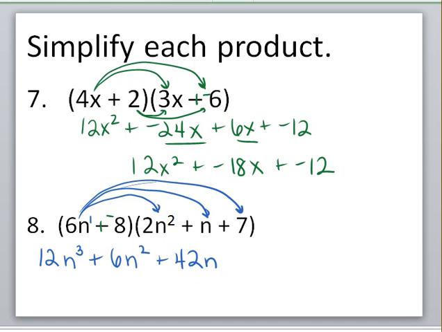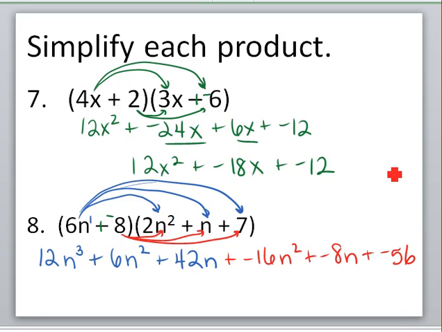The second part of this is to distribute the negative 8 through to each of the same terms. So negative 8 times 2n squared is negative 16n squared. Negative 8 times n is negative 8n. And then negative 8 times 7 is negative 56. I'm going to combine my like terms.